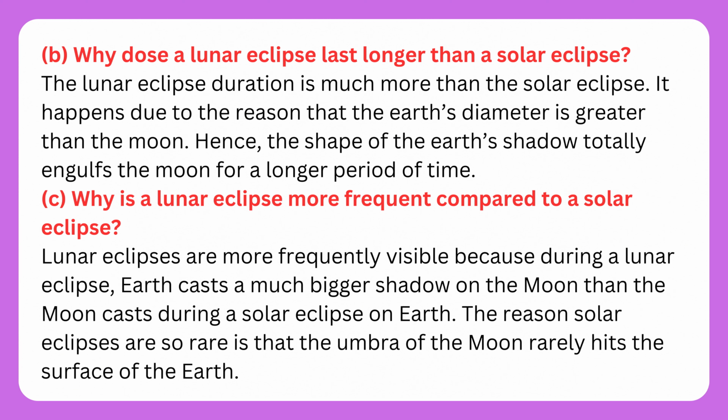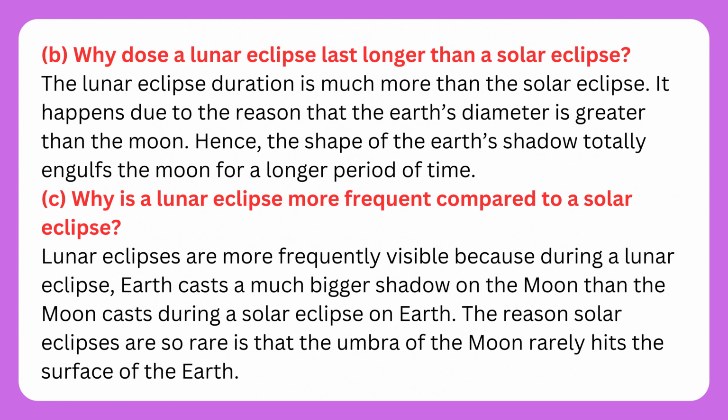C. Why is a lunar eclipse more frequent compared to a solar eclipse? Lunar eclipses are more frequently visible because during a lunar eclipse, Earth casts a much bigger shadow on the Moon than the Moon casts during a solar eclipse on Earth. The reason solar eclipses are so rare is that the umbra of the Moon rarely hits the surface of the Earth.